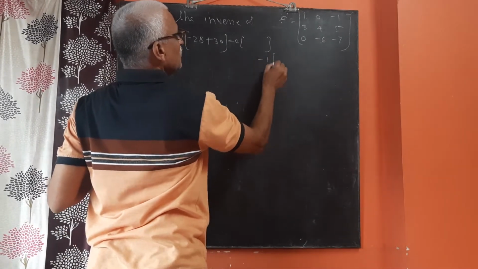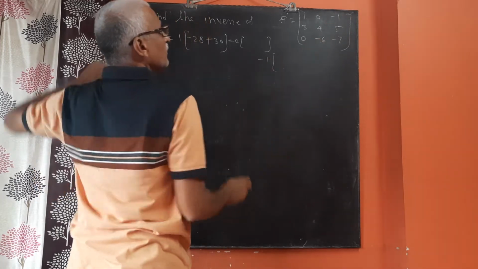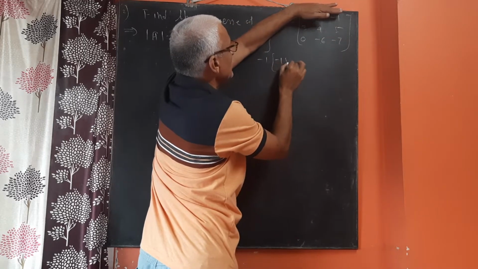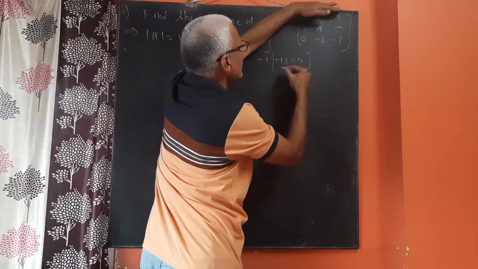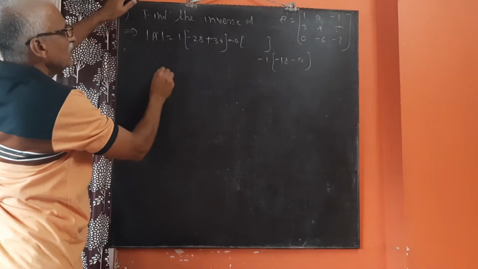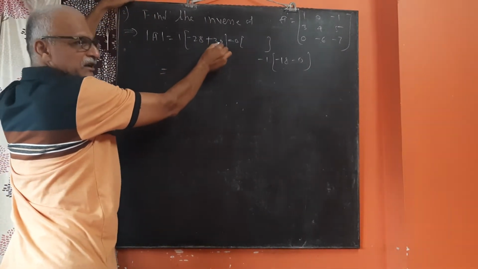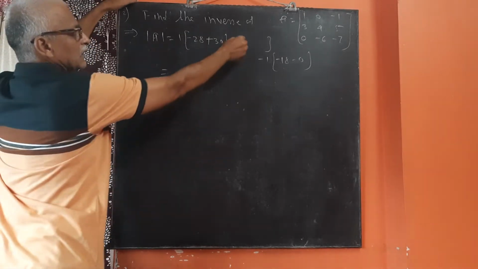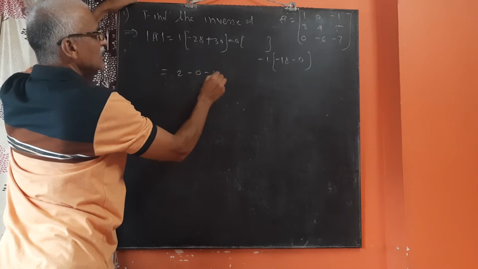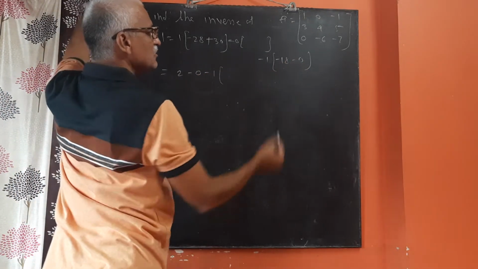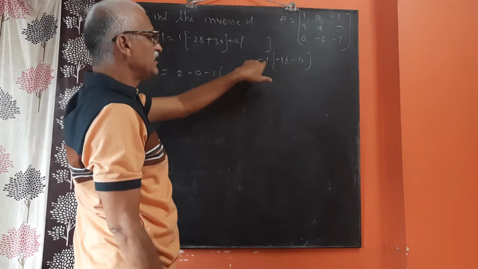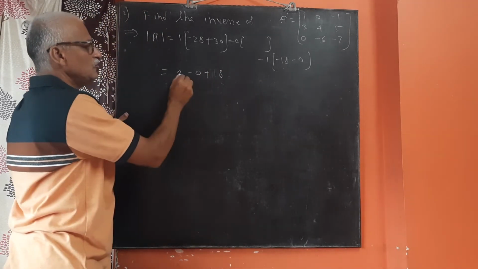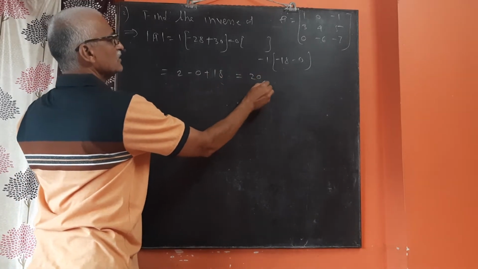Minus 1 into 3 into minus 6, that is minus 18, minus 0. So if you simplify it, we get minus 28 plus 30, that is 2. 2 into 1 is equal to 2. Minus 1 into minus 18, that is plus 18. So 2 plus 18 is equal to 20.